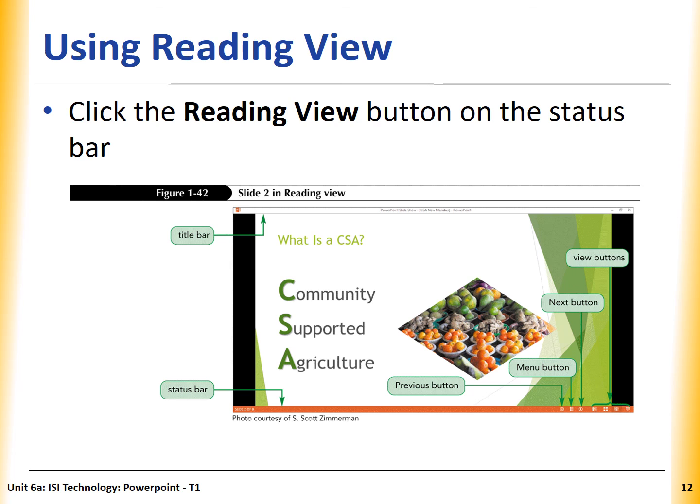Now, if you want to make the slides look like a book, we can click a button over here which is called the Reading View button on the status bar. This one over here, which looks like a book. This button will make our slide look like a book, so we can flip them like paper or pages.